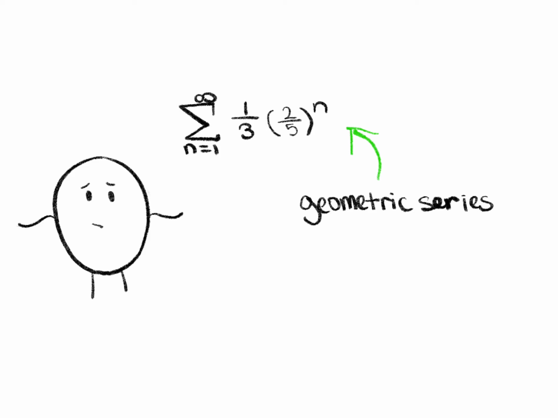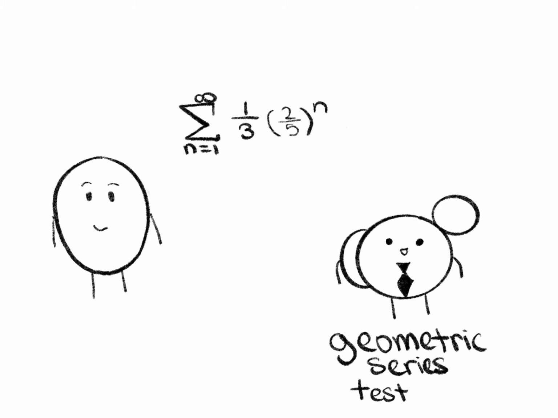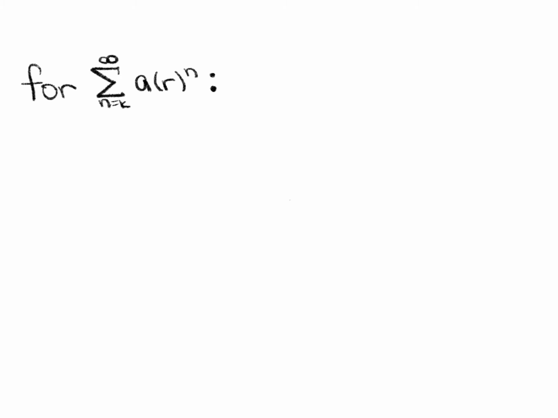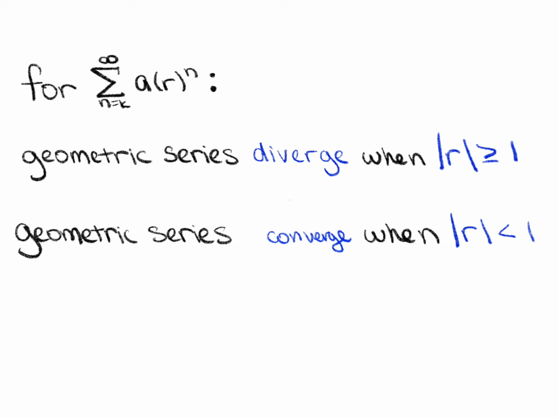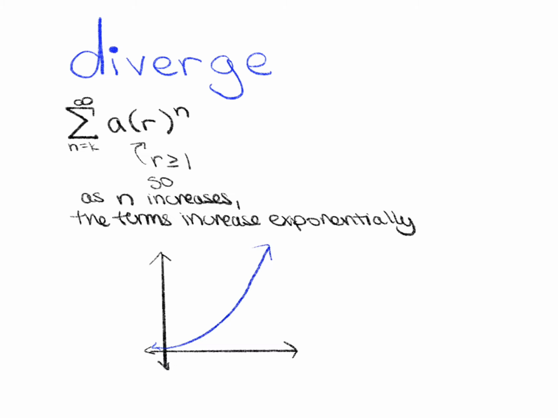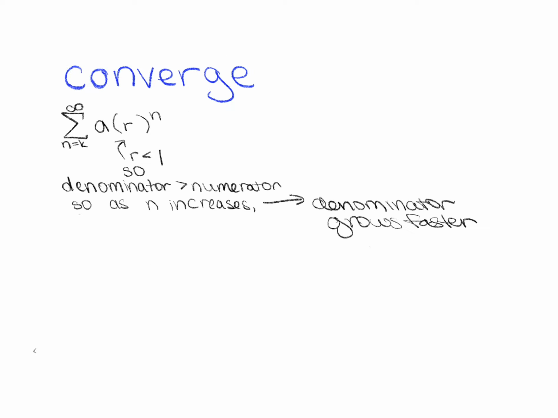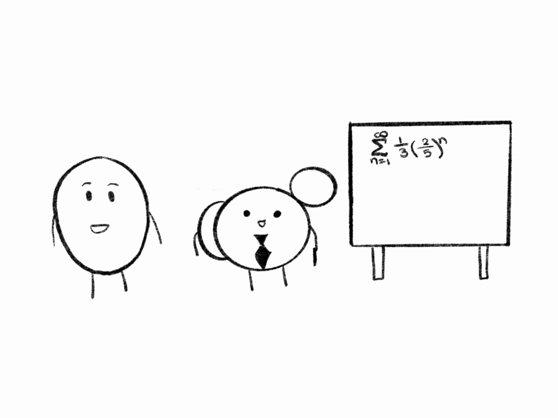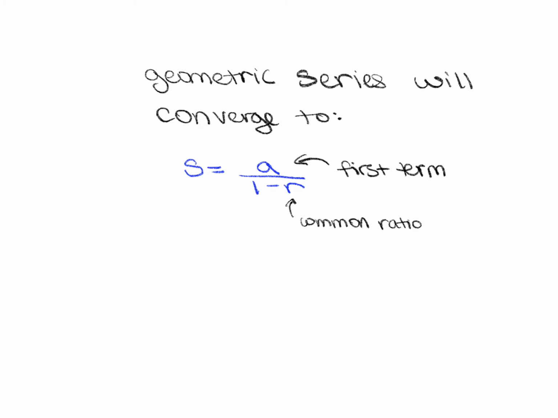We know he's a geometric series because there's a constant ratio r between the consecutive terms, so we'll use our geometric series guy. For geometric series, if the absolute value of r is bigger than 1, it will diverge. If smaller than 1, the series converges. When r is bigger than 1, the terms increase exponentially, so it diverges. When r is less than 1, the denominator grows faster than the numerator, and the terms grow closer to 0, meaning convergence. This customer's r is less than 1, so the series will converge. For a geometric series, you could find the sum of the series using this equation.